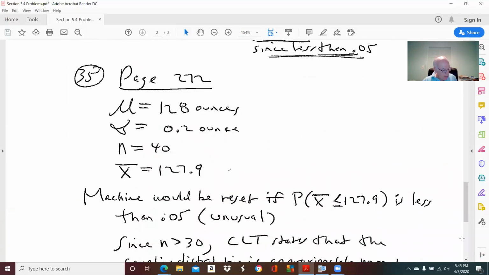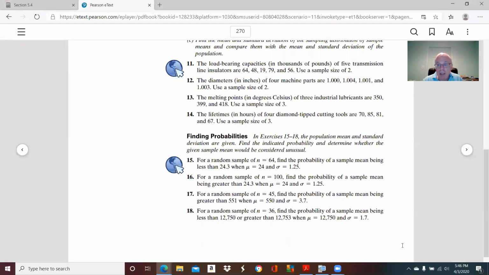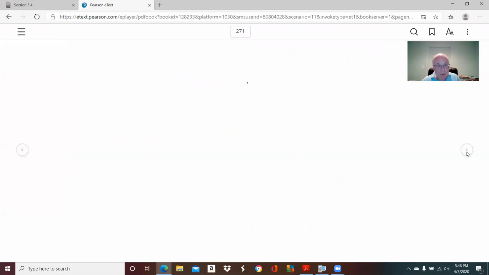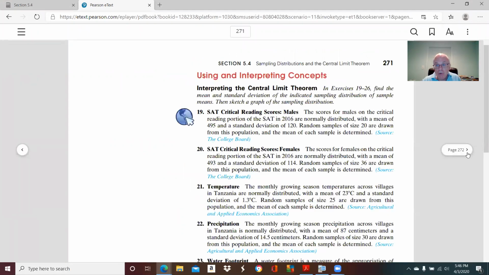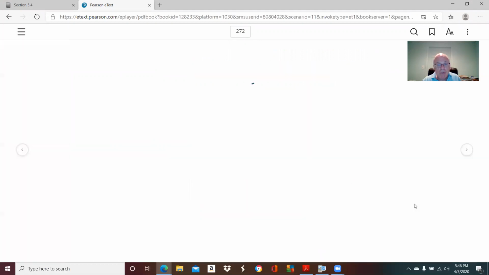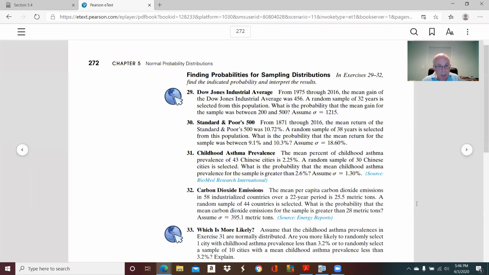And then we're going to look at the last one, I think we have a couple more. Yeah, this is the last one. This is page 272, number 35. So we're going to look at that, and then we'll end our meeting today. So we'll go to the next page, page 272, and scroll down to number 35.